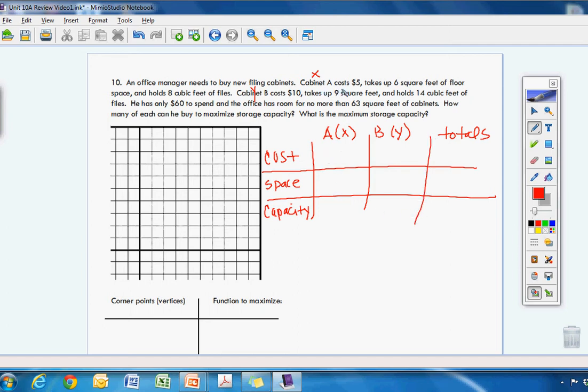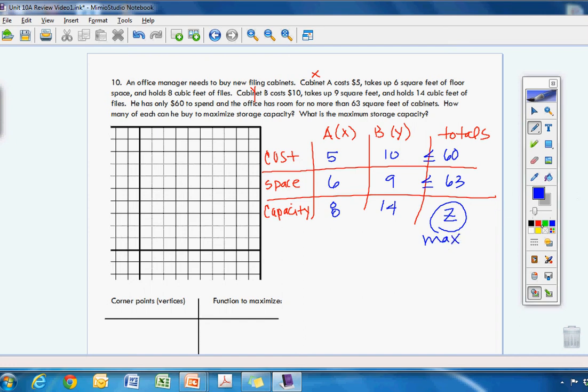Okay, so cabinet A costs $5, takes up 6 square feet, and holds 8 cubic feet. Cabinet B is $10, takes up 9 square feet, and holds 14 cubic feet. Our boss cannot spend any more than $60, so that's less than or equal to. There's no more room, so less than or equal to 63 square feet. And then we want to figure out how to maximize this. So here's our z value we have to find. Okay, and we want to maximize this.